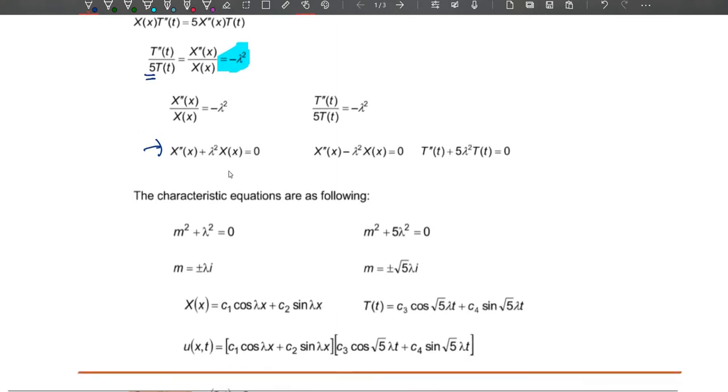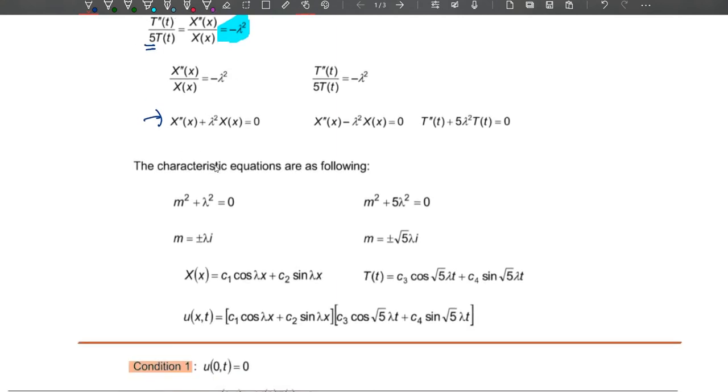Then we use the characteristic equation or auxiliary equation, where m squared plus lambda squared equal to 0. Hence, we have m equal to plus minus lambda i, using the quadratic formula. So right now X(x) is equal to c1 cos lambda x plus c2 sin lambda x.